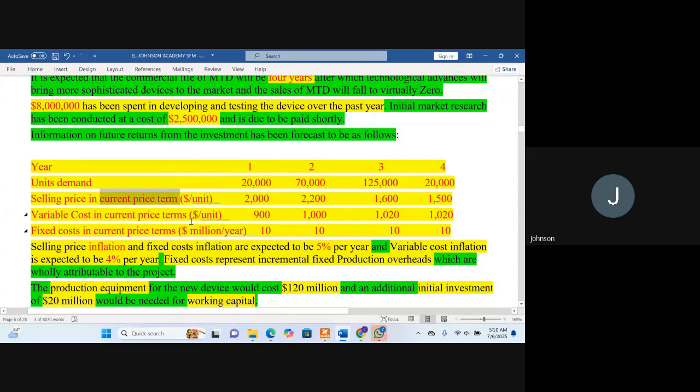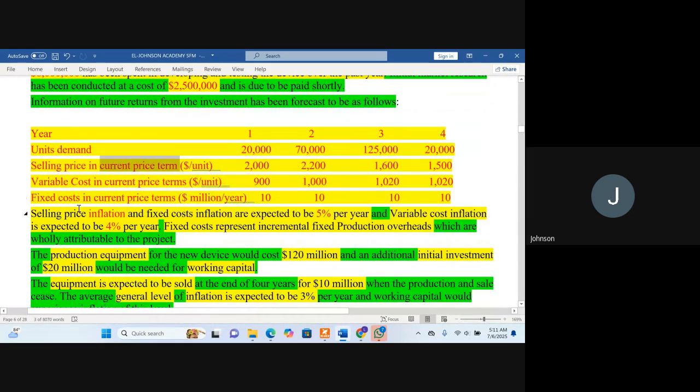Your cash flows are also in real term. So all these cash flows that we have here, selling price, variable cost, fixed cost, they are all in today's term. They have not been affected by inflation. However, let's now check our inflation. Is it the same for selling price? Is it the same for variable cost? Is it also the same for fixed cost? So they now say selling price inflation and fixed cost inflation are expected to be 5% per year. So selling price and fixed cost is 5%. Then they now say that variable cost inflation is expected to be 4% per year.